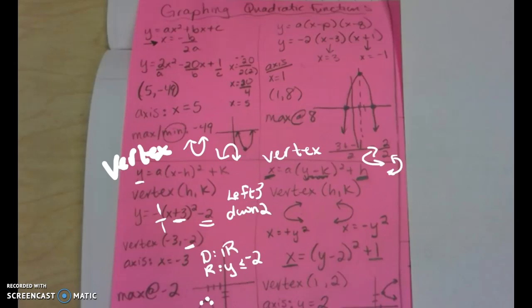Okay, so let's look at the other one. Let's change colors out. Ooh, let's go with green. Okay, so this is an x equals. And so this goes left or right. And this time, if you notice, x is on the outside. So it goes with this outside number. And y is on the inside, so it goes with the inside number.